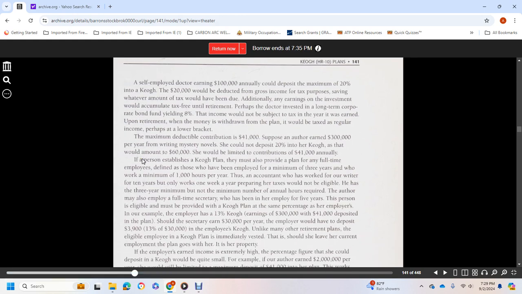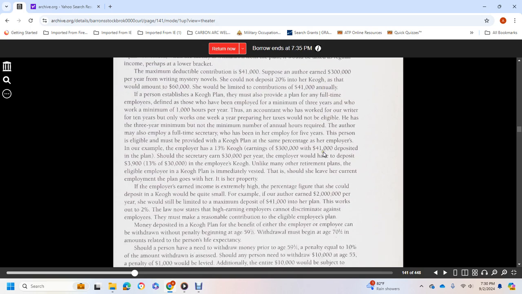Maximum deductible contribution of $41,000. Suppose an author earned $300,000 per year writing mystery novels. She could not deposit 20% in a Keogh, as that would amount to $60,000. She would be limited to a contribution of $41,000 annually.